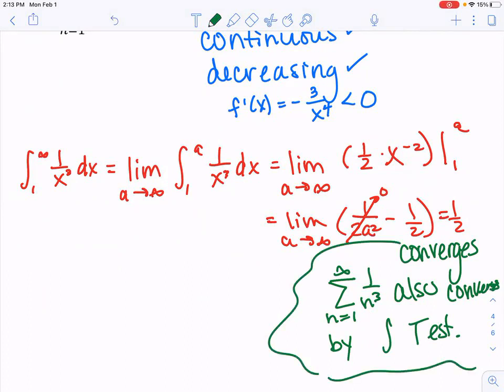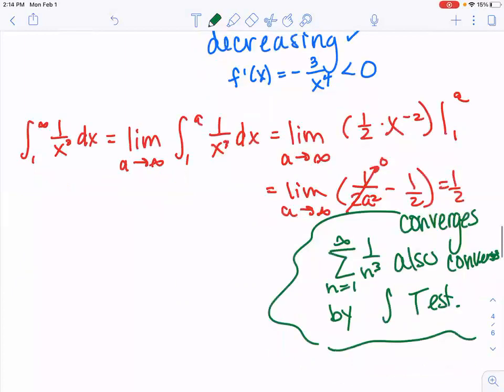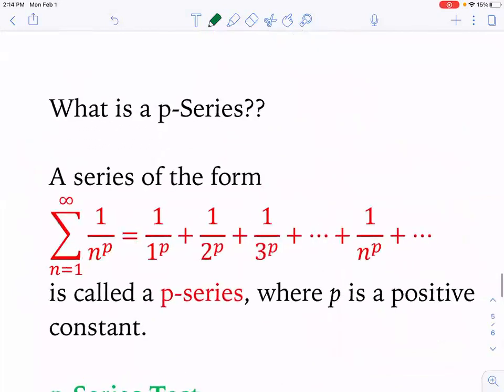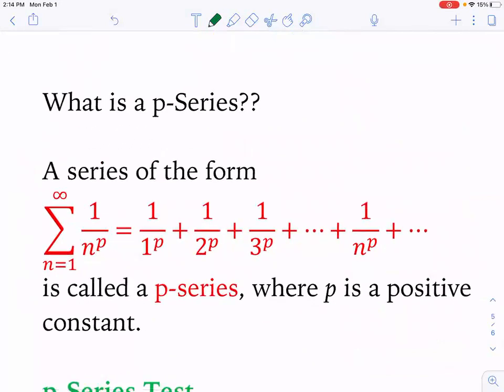Your answer is a sentence with all of these that I'm asking you if they're converging or diverging. Now that problem went smooth, didn't it? And I bet we could think about this problem where we just change the 3 to be a different number. Before we do, I want you to understand what a P series is. This problem that we just did is a P series.